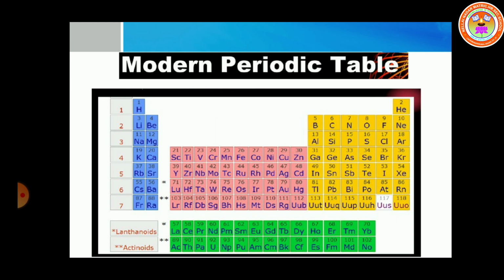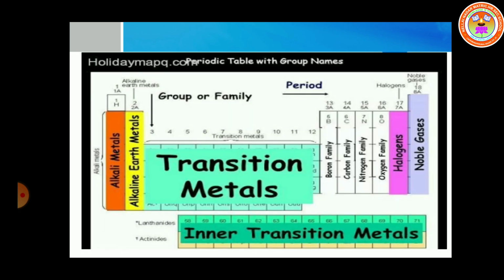In the 15th group, the first element is nitrogen, so that family is the nitrogen family. In the 16th group, which is the first element? Oxygen. So, that group is called the oxygen family. So, the 13th group is called the boron family, the 14th group is called the carbon family, the 15th group is called the nitrogen family, and the 16th group is called the oxygen family.